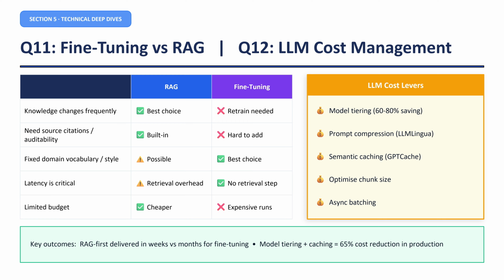Prompt compression with LLMLingua, semantic caching with GPTCache, so similar queries reuse stored responses. Optimize chunk size to reduce tokens in the context, and async batching for non-urgent queries. Combined, model tiering and semantic caching reduce per query LLM cost by 65% in high volume production deployment without any accuracy loss.